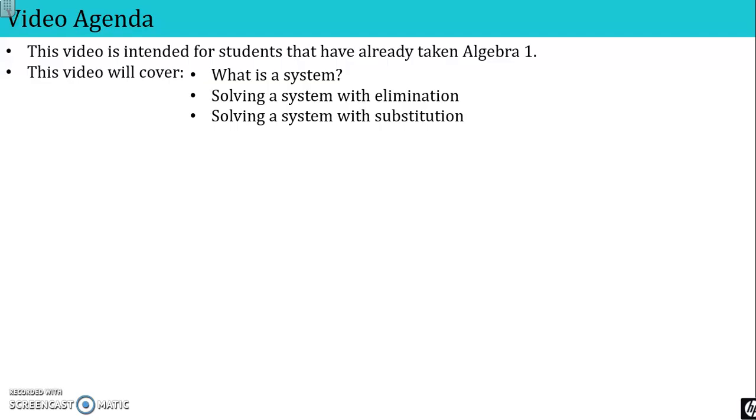The intention of this video is to provide enough information to jog students' memory about how to solve a system of equations. If you have no idea what a system of equations is, this video won't give you enough background information to help you solve them. So this video will cover what is a system, and then we'll talk about solving systems of equations in two different ways, with the elimination method and with the substitution method.